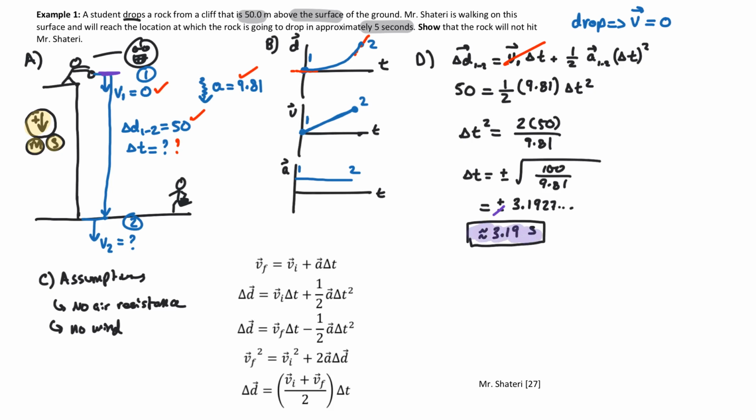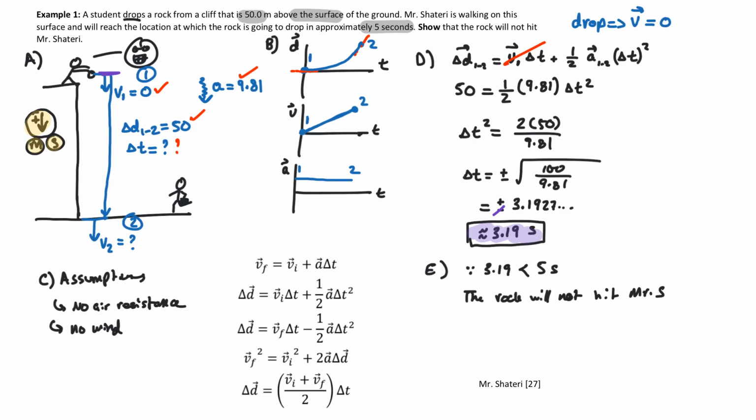We can make our conclusion here, and my conclusion with the evaluation of this question is in the same location. Will the rock hit Mr. Shateri? So Mr. Shateri is going to take 5 seconds to get here, and this rock has hit the floor after 3.19 seconds. So since 3.19 seconds is smaller than 5 seconds, the rock will not hit Mr. S, which is a good thing. And basically we showed our answer, and in this case it makes sense.